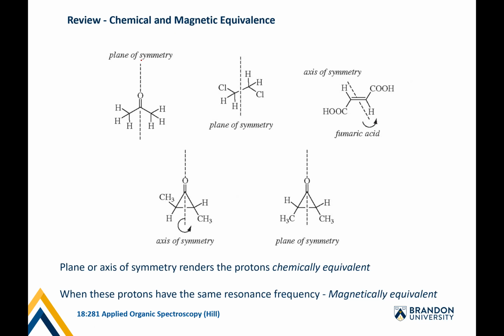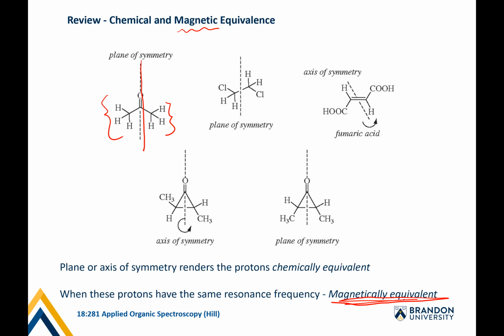So if we have acetone, there's a plane of symmetry. The 3 protons on one side of the carbonyl are exactly the same as the protons on the other side of the carbonyl. They would react the same chemically. There's a plane of symmetry here, and so they should have the same chemical shift, so we would say that they're basically magnetically equivalent. So when protons have the same resonance frequency, they are magnetically equivalent.